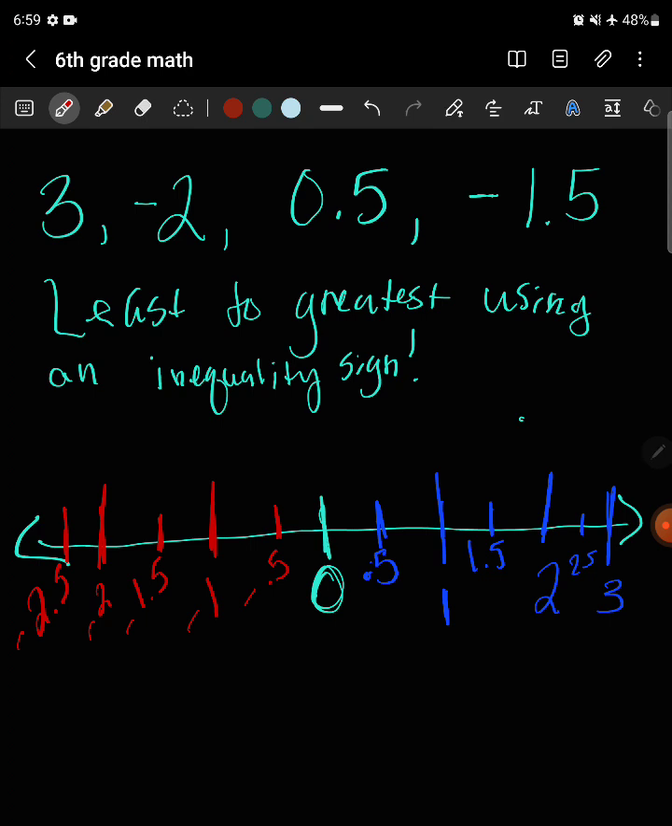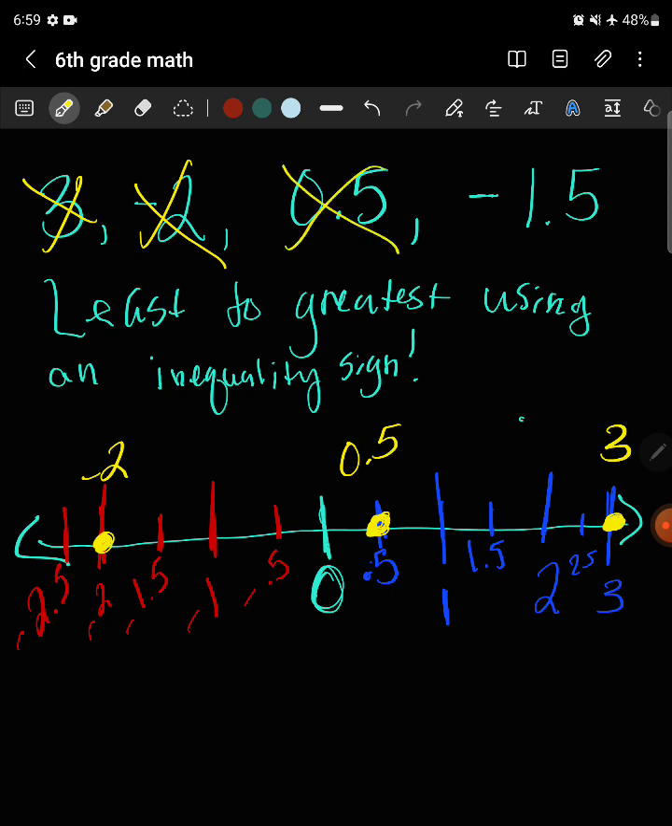All right, so the first thing I'm going to do is plot these points. 3 is right here. Negative 2 is right here. Negative 5/10 is right here. And negative 1 and 5/10 is right here.